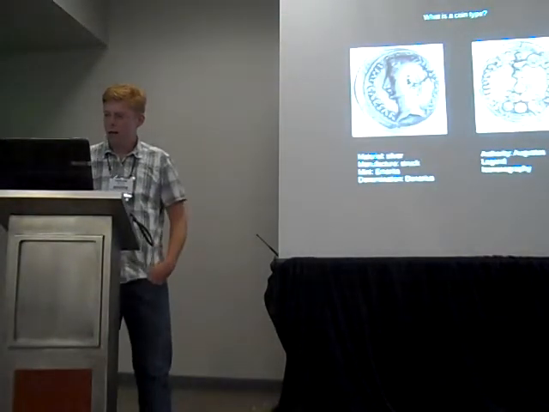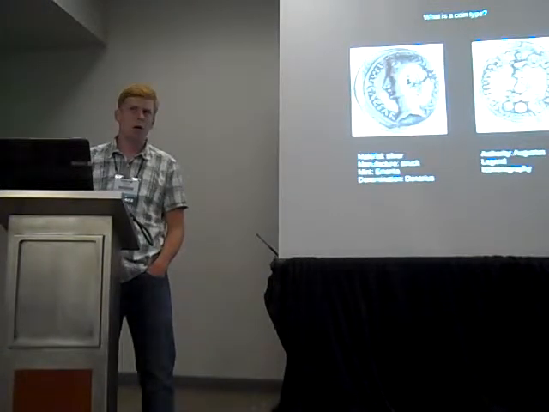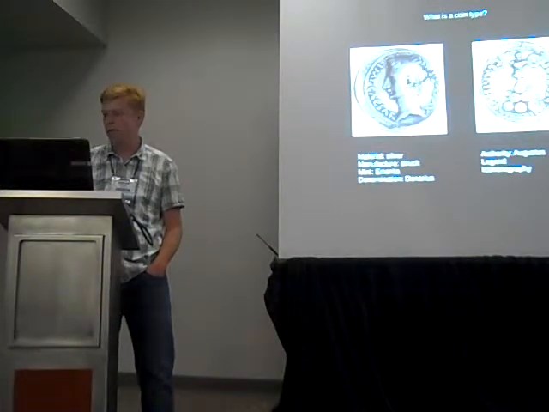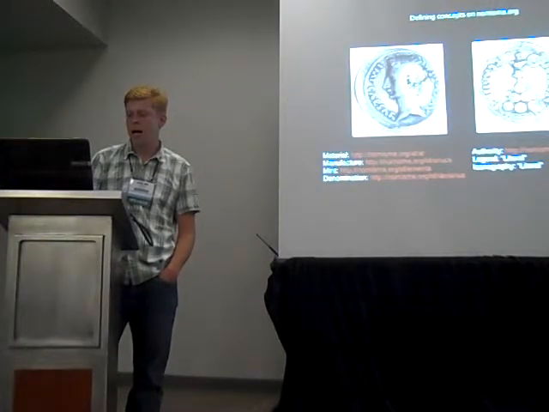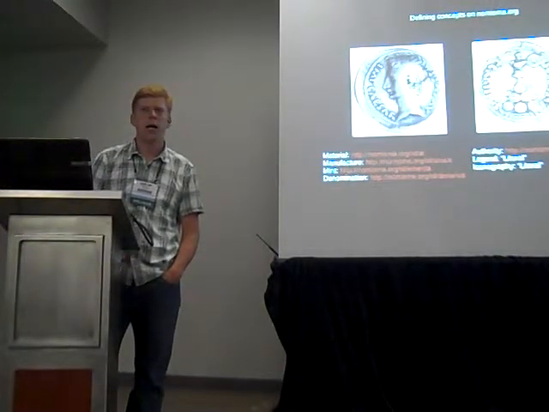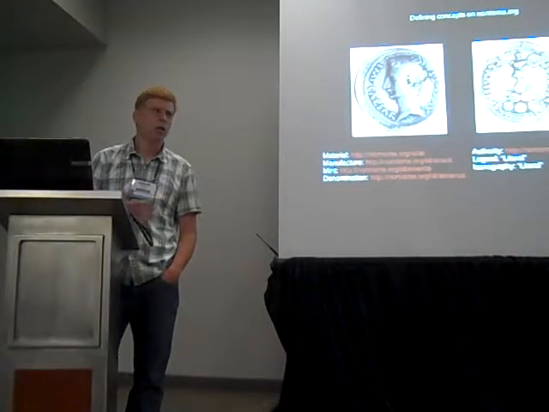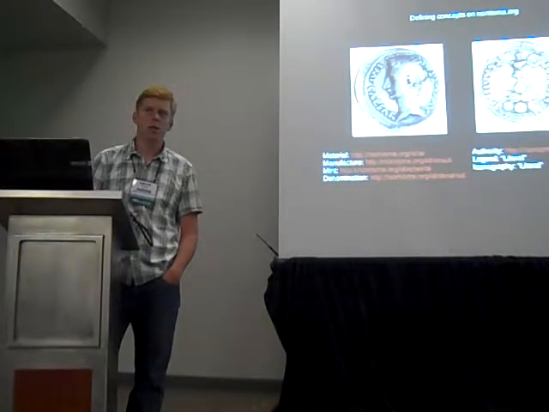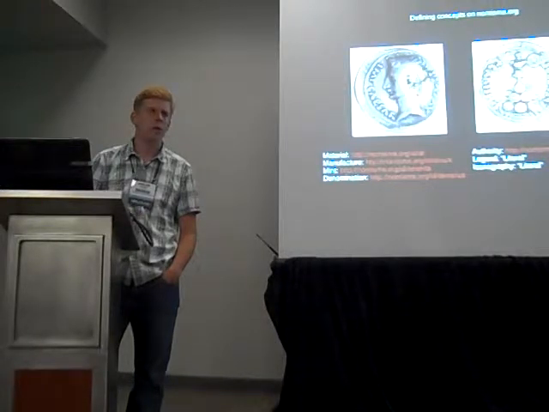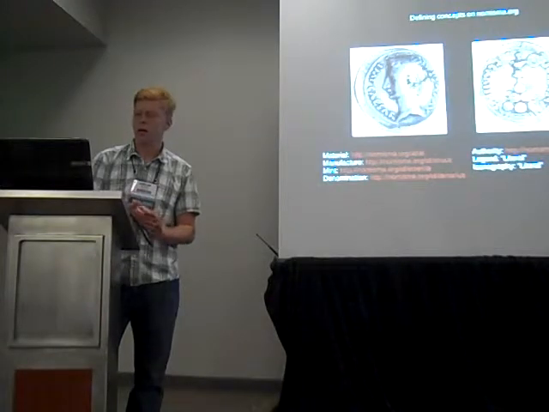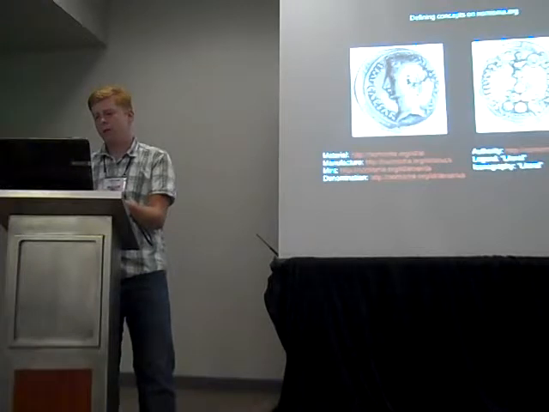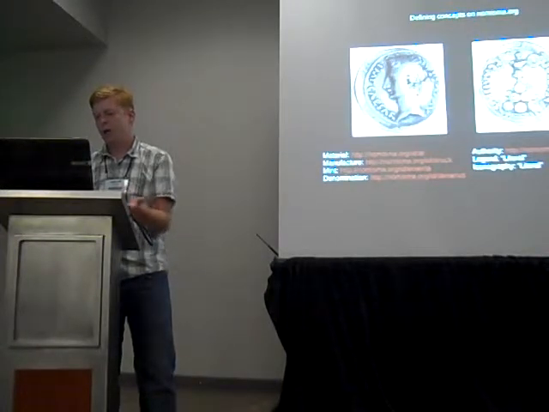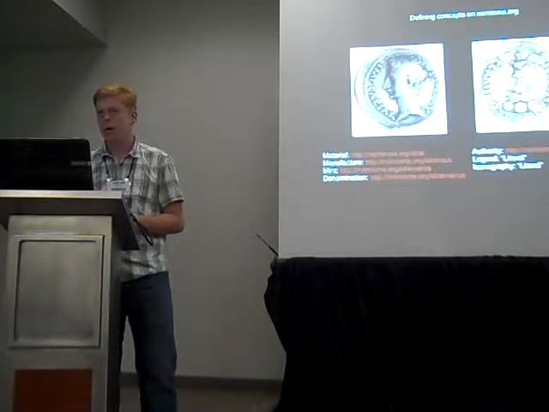Okay, so a coin type consists of all those typological attributes that I discussed before. And on numisma.org, each of these concepts is defined with a URI. If you go to that URI, you can get some human-readable information back, but there's also machine-readable RDF that you can get: RDF/XML or Turtle or JSON-LD. So each of these attributes corresponds to this type.